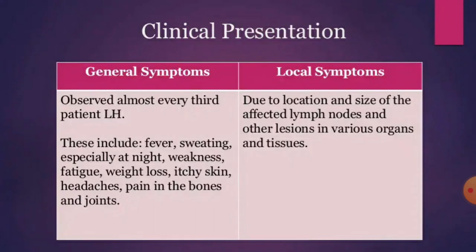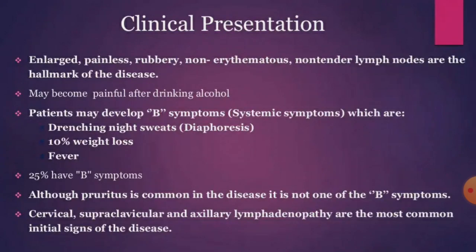Clinical presentation. There are two types, general symptoms and local symptoms. General symptoms are observed in almost every third patient of Hodgkin lymphoma. These include fever, sweating especially at night, weakness, fatigue, weight loss, itchy skin, headache, pain in the bone and joint. Local symptoms are due to the location and the size of the affected lymph nodes and other lesions in various organs and tissues. Enlarged, painless, rubbery, non-erythematous, non-tender lymph nodes are the hallmark of disease. May become painful after drinking alcohol.